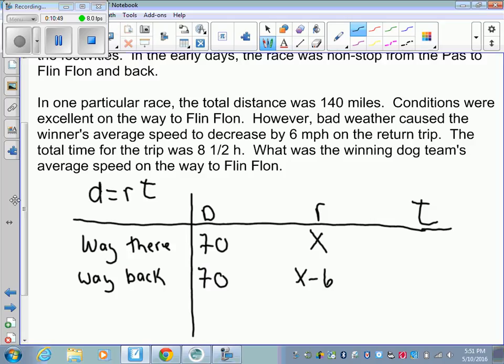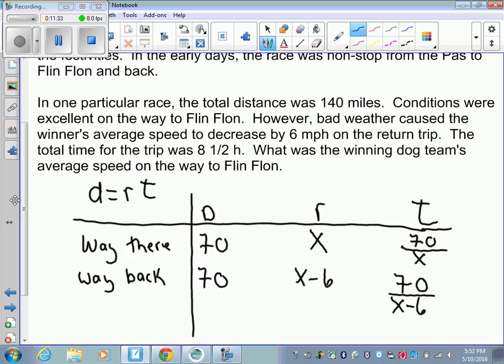All right? Now, how am I going to represent time? Well, like in my example with the fake numbers, in order to find the time it took me to go to Summerside, I did 100 kilometers divided by my rate, kilometers per hour. So I'm going to do the same thing here. On my way there, my distance was 70, and my speed was x. Just like when you rearrange this formula, distance divided by rate would be equal to time. Same thing for this guy: 70 divided by his rate, we now know he's slower.